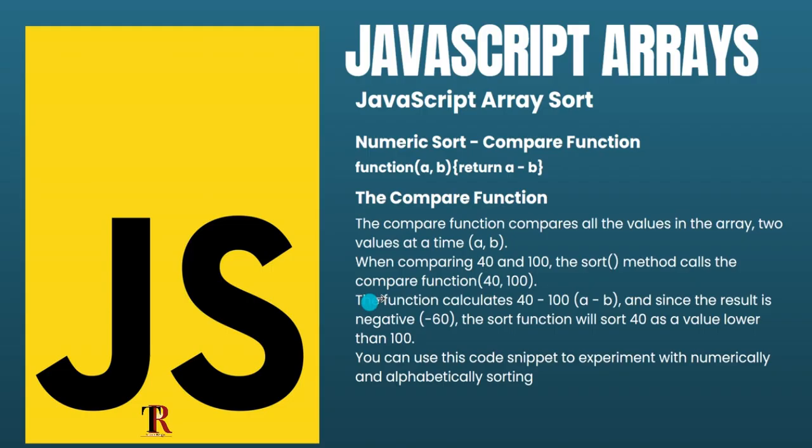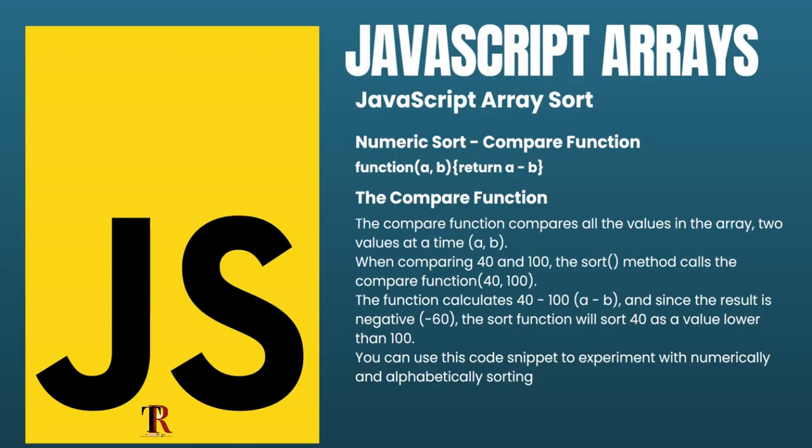Now look at this line. The function calculates 40 minus 100, which is what we expect the compare function to return, a minus b. Since the result is negative, minus 60, the sort function will sort 40 as a value lower than 100. Because the value is a negative number, its position will be lower than the 100, which means that b is the base number to compare the value again.